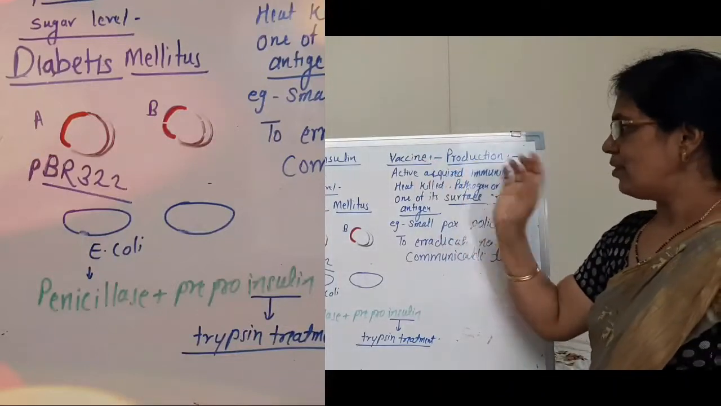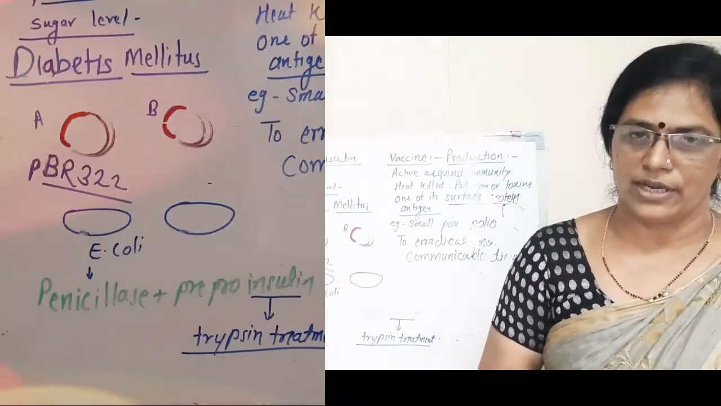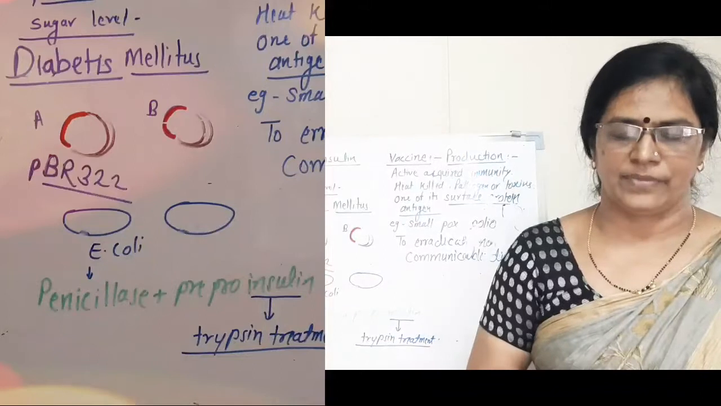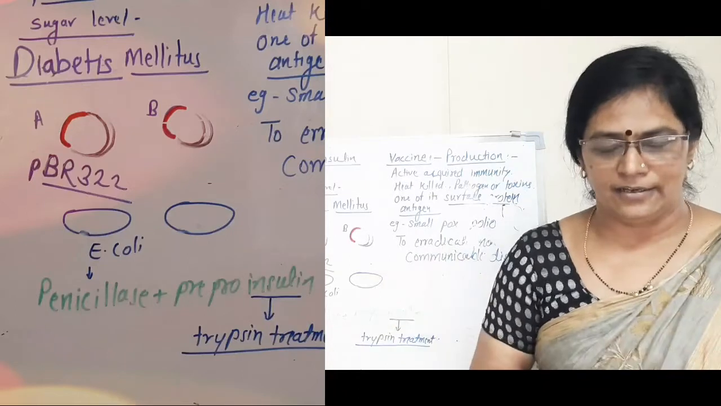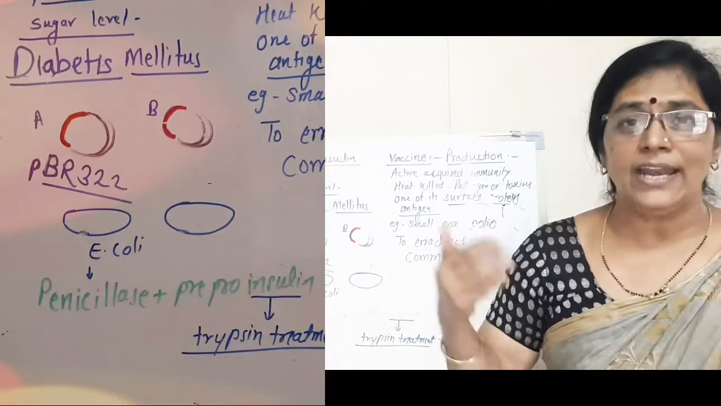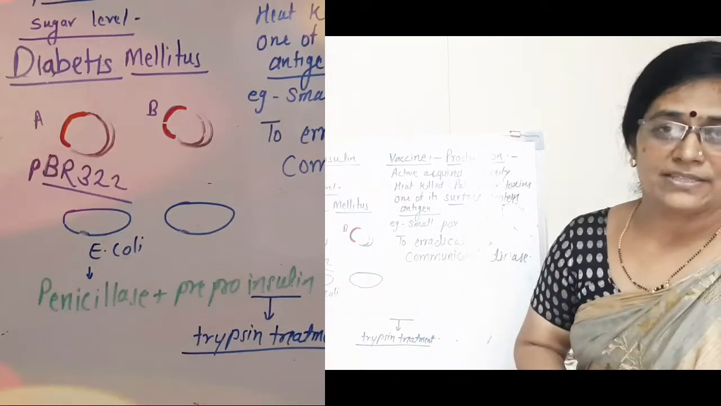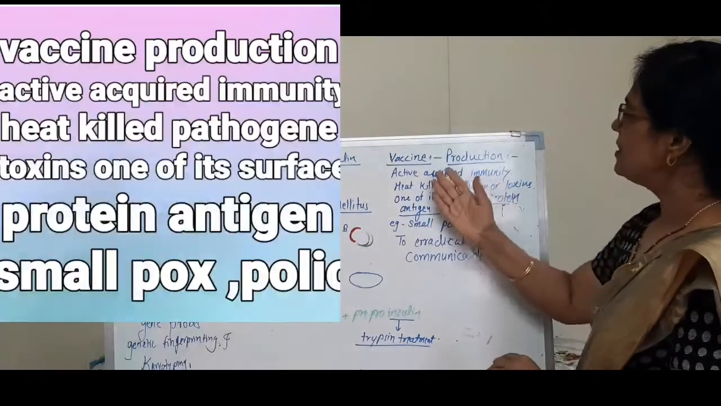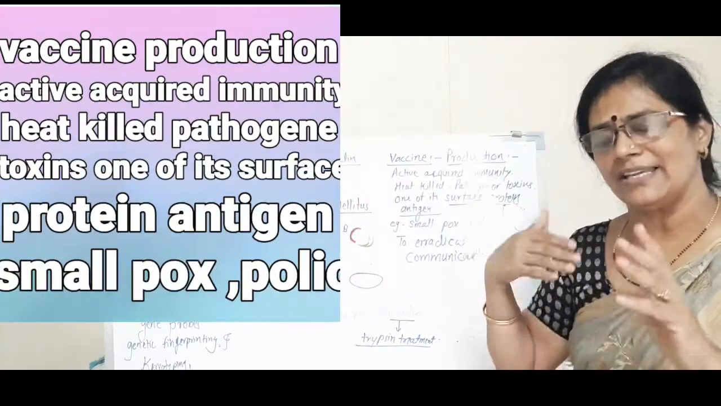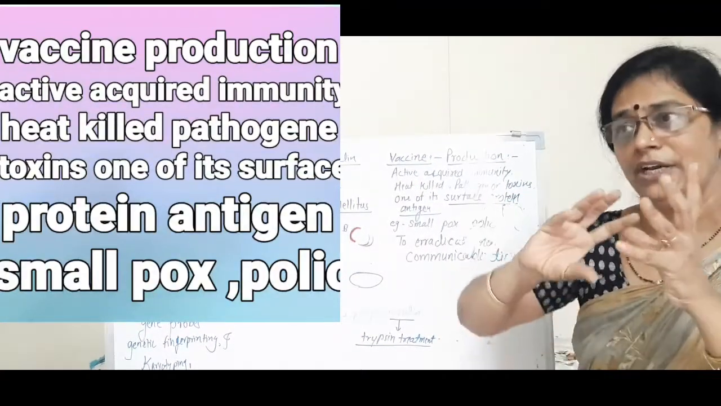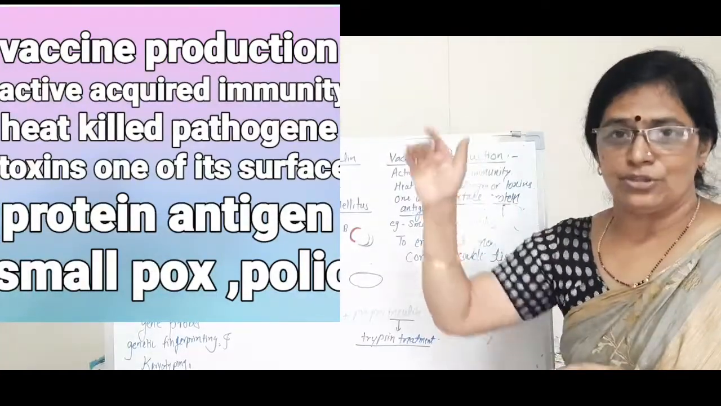Now, vaccine production. You know the vaccine. Vaccine means a heat-killed microorganism or heat-killed pathogen. The toxins produced by the pathogen are heat-killed or inactivated, and they are introduced into the animal, and this is termed a vaccine. So on the pathogen, inactivated protein antigens are present. You know the pathogen is here, and the antigens are present on the surface of that pathogen.